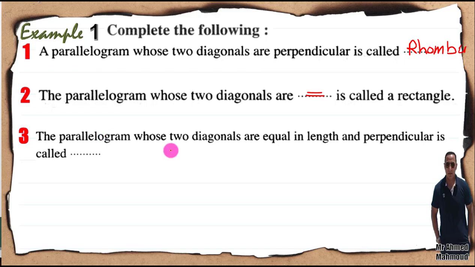Number 3, the parallelogram whose two diagonals are equal in length and perpendicular. The diagonals of a parallelogram, if they are equal, it will be a rectangle. If they are perpendicular, it will be a rhombus. But if they are equal and perpendicular, it will be a square.